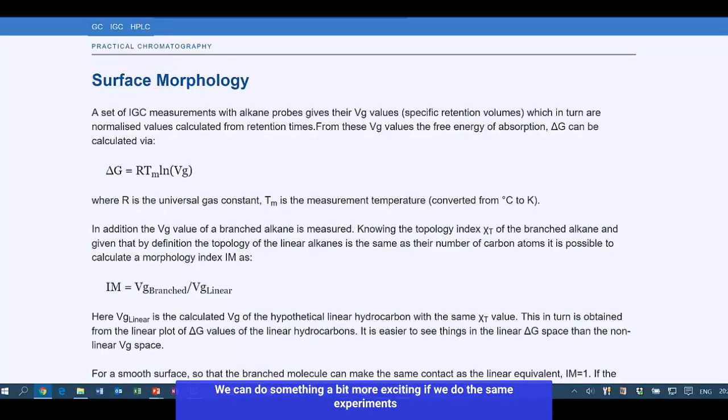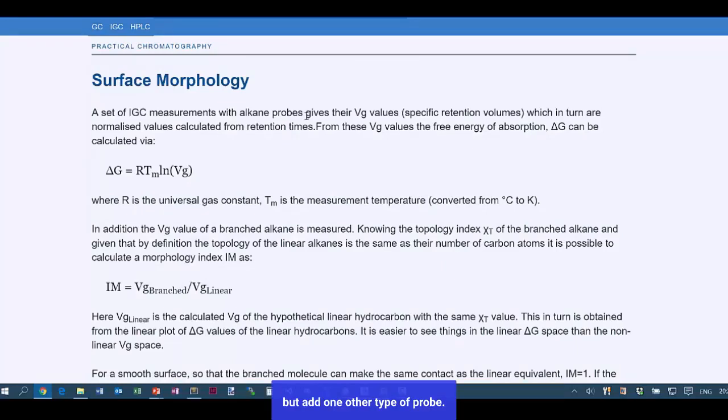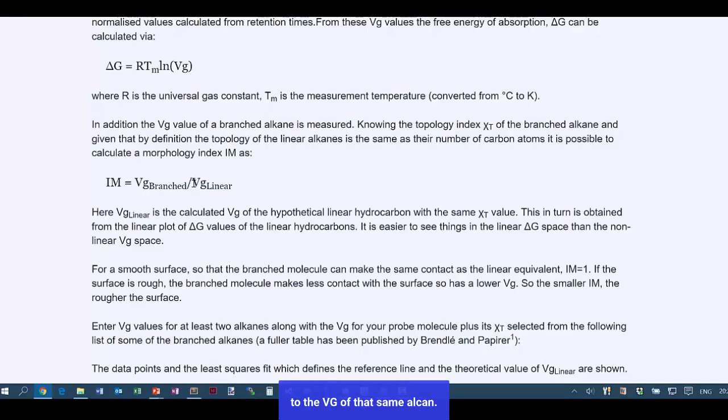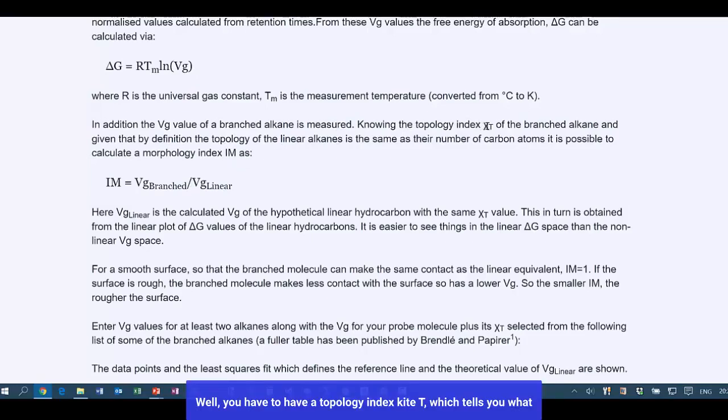We can do something a bit more exciting if we do the same experiments but add one other type of probe. So we know that delta G is RT log n Vg, and we can calculate a morphology index, IM, which is the Vg measured from a branched alkane to the Vg of that same alkane if it were linear. What does that mean? Well, you have to have a topology index, chi-t, which tells you what effective length that branched alkane is. So once you know the real Vg of a branched alkane and you know its effective Vg, then you can calculate this morphology index, which tells you how rough it is.